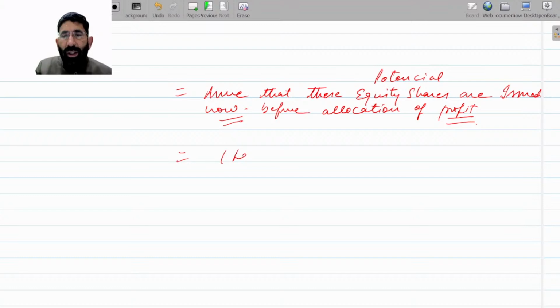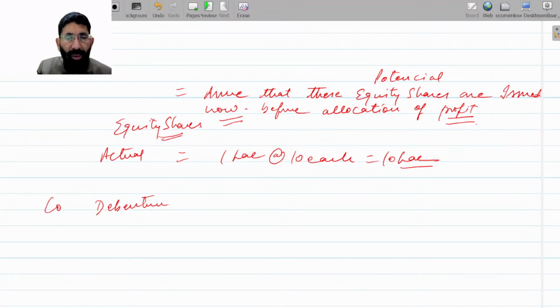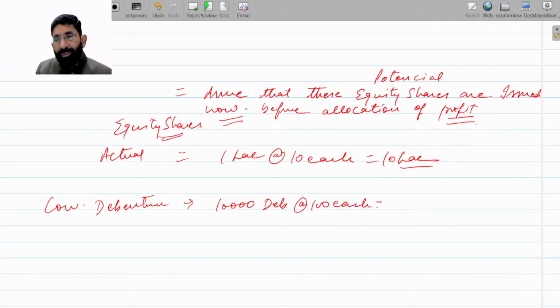Means if equity shares are appearing in our books, actual equity shares are 1 lakh at the rate of 10 each. Now company have some debentures which are convertible debentures, I would like to say. So these are 10th on debentures at the rate of 100 each. That is 10 lakhs. So these will be later on converted into equity shares worth rupees 10 lakh, obviously.